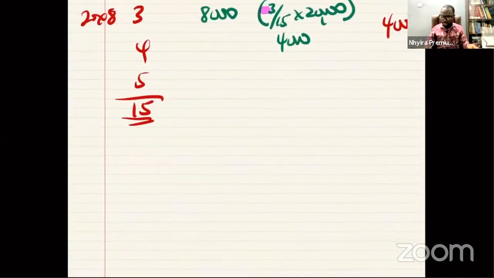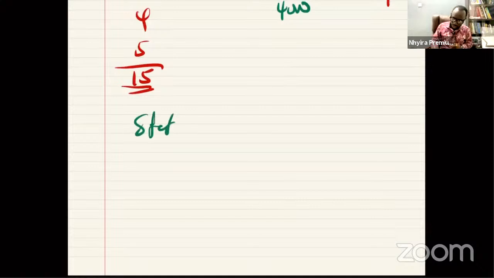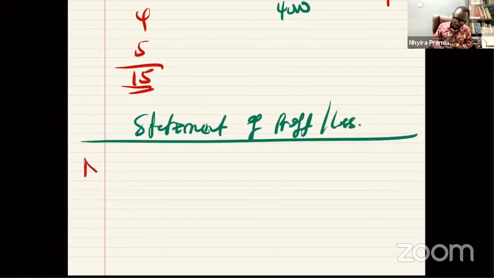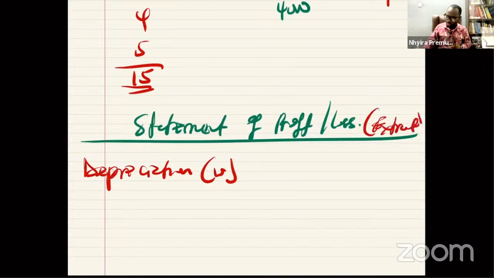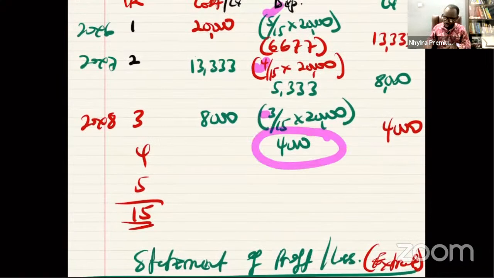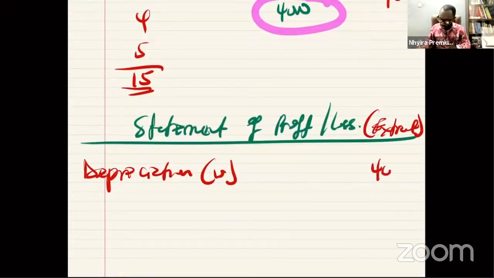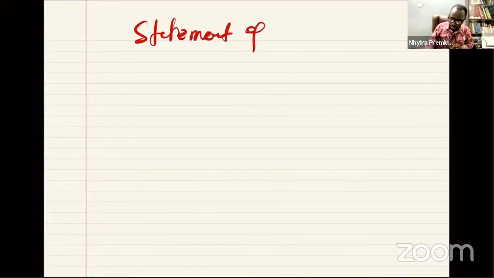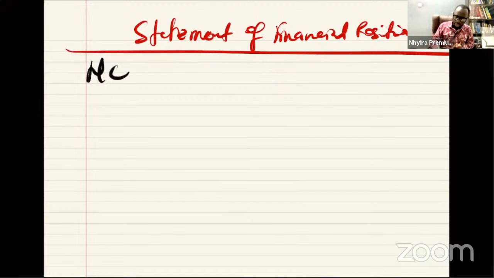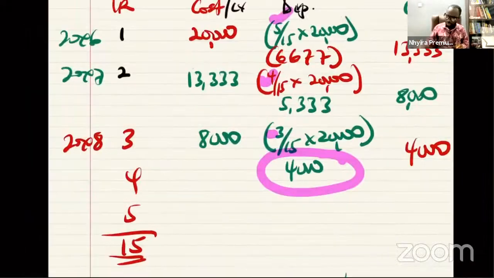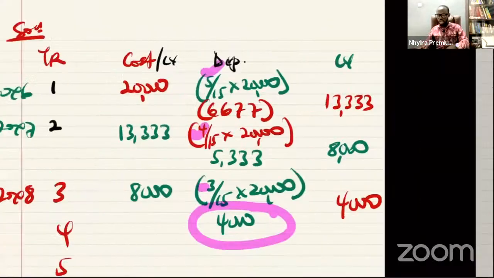4,000. So for the year ended 20x8, if you are preparing the statement of profit or loss, we're going to be bringing in the depreciation. Remember, this is going to be an extract. We bring in our depreciation, and that is 4,000. Then, if we are preparing the statement of financial position, also an extract, under non-current assets, write that in full. Property, plant, and equipment, the carrying amount is 4,000. So that is how we deal with the sum of year digits.